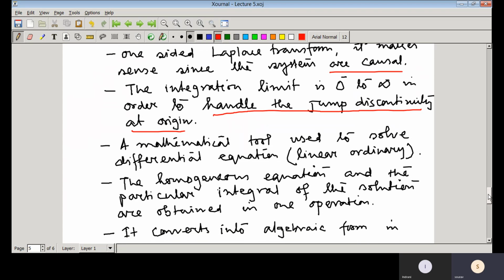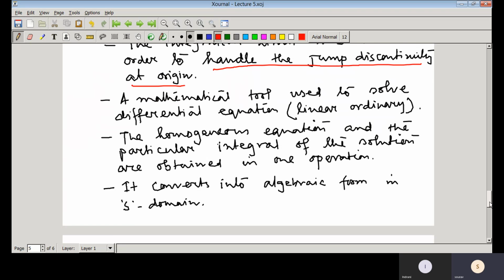And here we have pointed out one important thing: if you would like to solve these integral differential equations, linear ordinary equations, via the Laplace transform, then the particular integral and the homogeneous solutions are obtained in one step. And another thing is that via the Laplace transform we convert it into algebraic form. Okay, thank you.